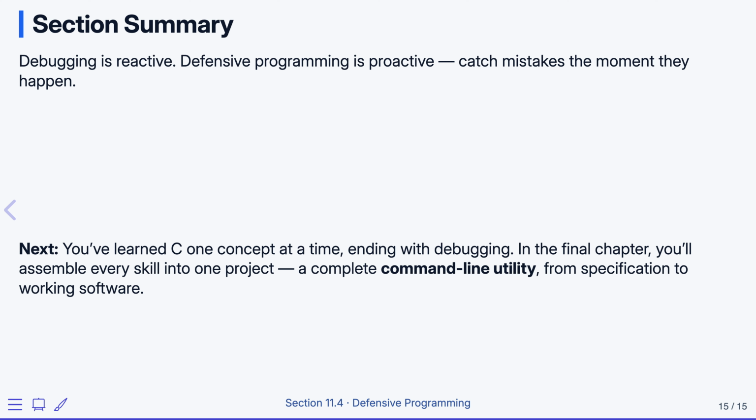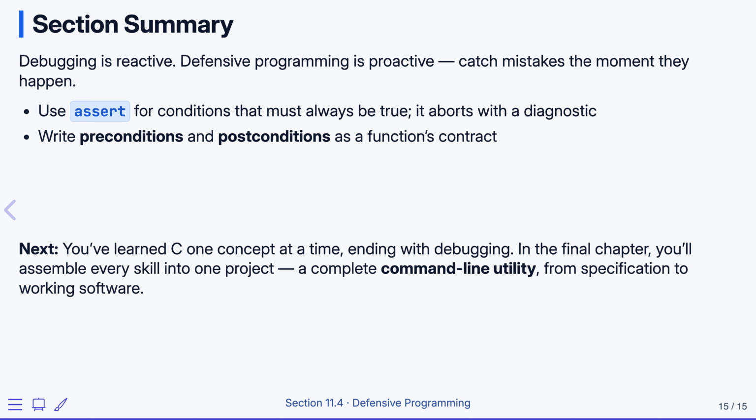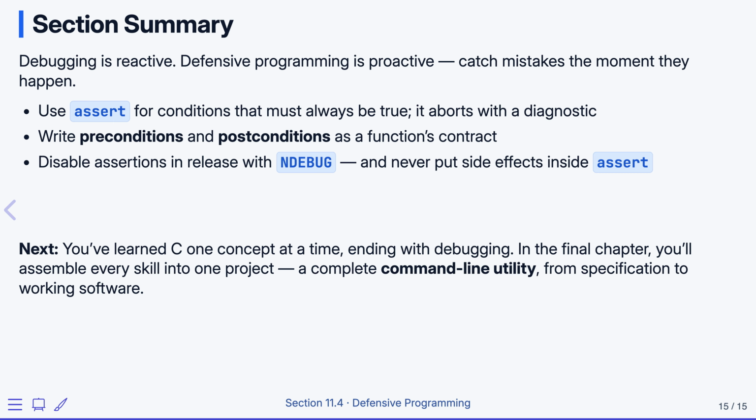Let's recap. Debugging is reactive. You write code, something breaks, and you investigate. Defensive programming is proactive. You write code that catches mistakes the moment they happen. Use assert for conditions that must always be true if your code is correct. It aborts with a diagnostic naming the file, line, and expression. Write preconditions and postconditions as a function's contract. Disable assertions in release builds with NDEBUG, and never put side effects inside assert.